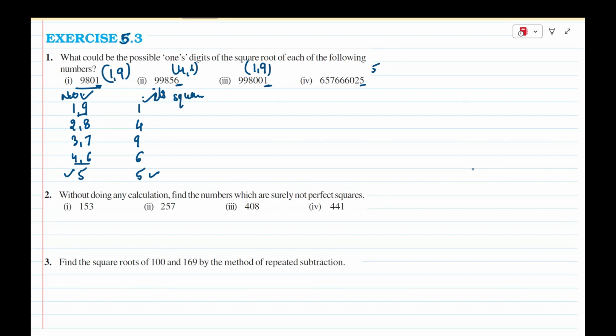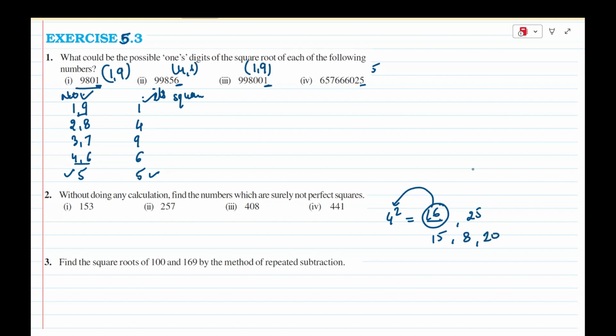The second question of this exercise says, without doing any calculation, find the numbers which are surely not perfect squares. What is a perfect square? Suppose I square 4, I get 16. So 16 definitely has a square root. If a number has a square root that is a whole number, then we say it is a perfect square. Like 25 is a perfect square. But 15 is not a perfect square. 8 is not a perfect square. Even 20 is not a perfect square.